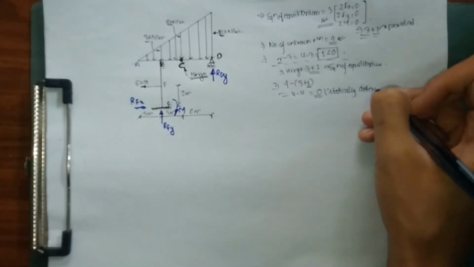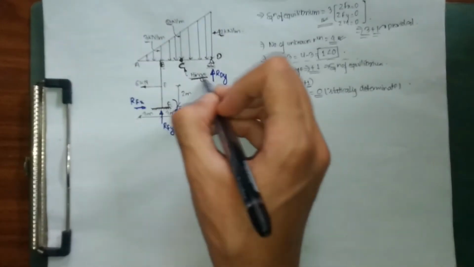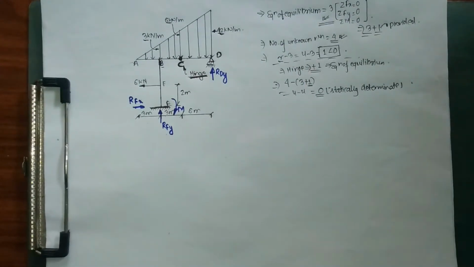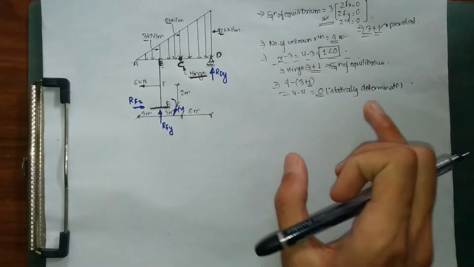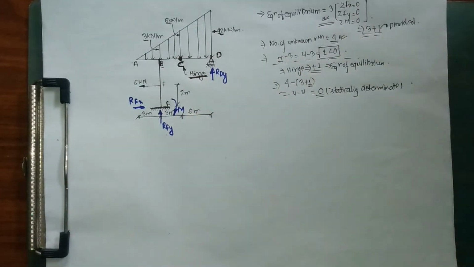How is it statically determinate? It is statically determinate because of the hinge provided. Our hinge gives us one more equation of equilibrium. Hence this frame is statically determinate, which means we can find our values of RFX, RFY, M and RDY.